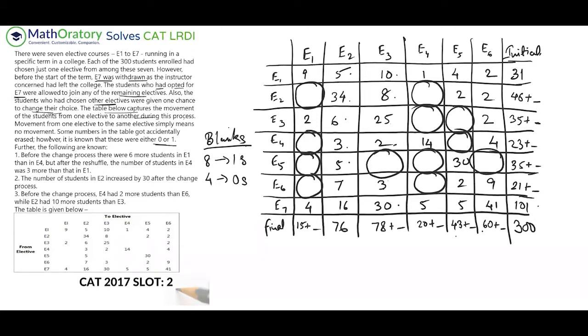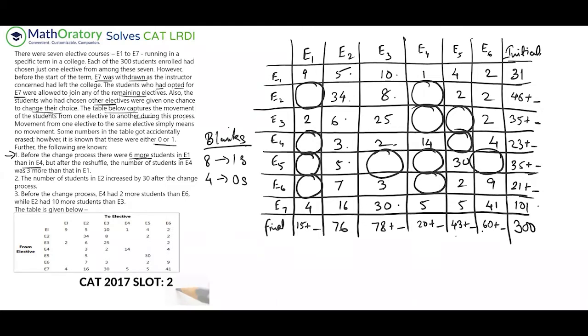So let's get into that information. Further, the following are known before the change process. So this is point number 1 here. Before the change process, there were 6 more students in E1 than in E4. So the before is the initial. Now I hope you understand the significance of this. These are some habits I have, so I can identify them. I hope that in the future sets that you solve, you understand the implication of this, and you will identify it beforehand itself. So you'll write this initial and final beforehand. I did it in the paper. I did write this initial and final before reading this information. So these are the initial values.